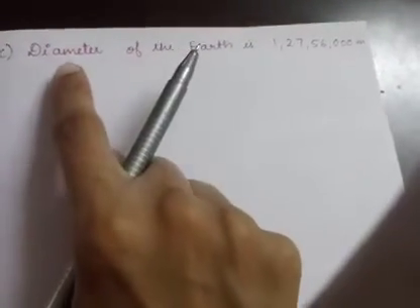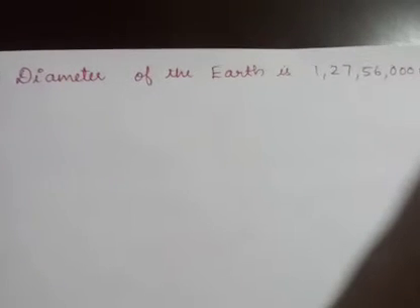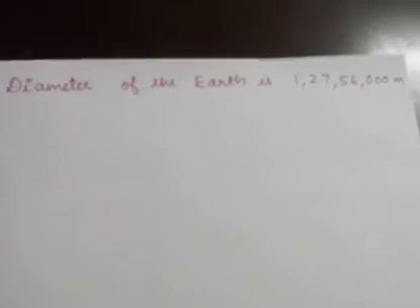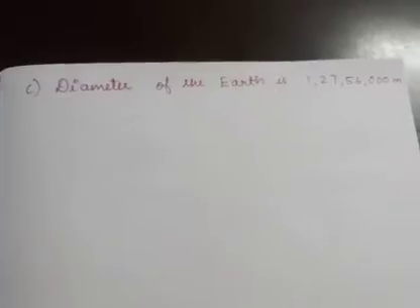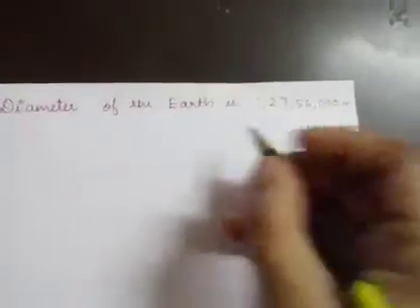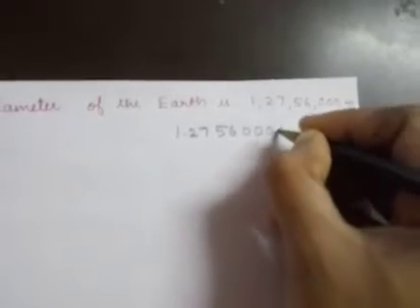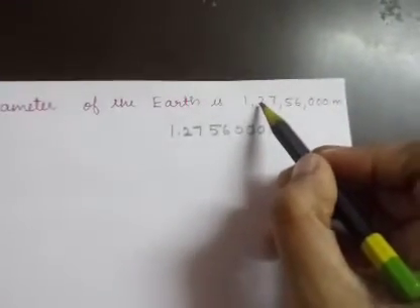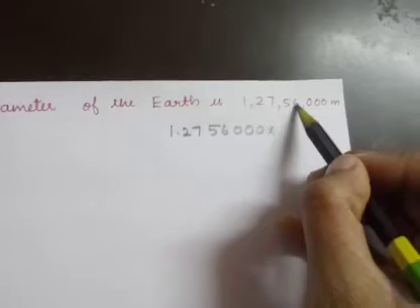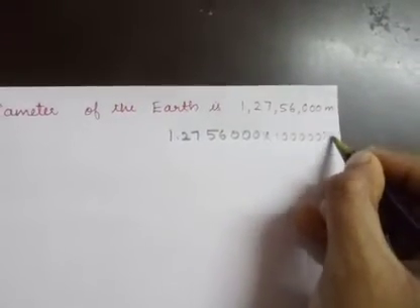What is the question given? Diameter of the earth is 12756000 meter. Diameter means what? That is the earth's full width. Okay, that is your diameter. So first we can convert this into standard form, right? 1.2756000 into how many digits are there after the decimal point? 1 2 3 4 5 6 7.